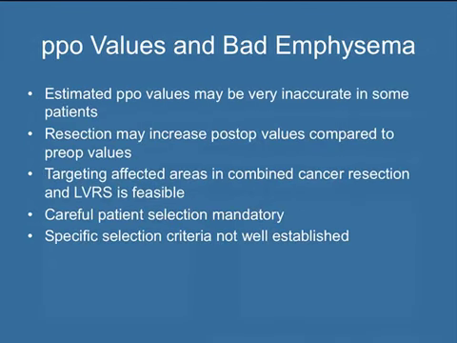Unfortunately, the accuracy of PPO estimates is particularly poor in the group of patients in whom it is the most important, those with severe emphysema who are borderline candidates for major lung resection. In these patients, resection of the area most affected by the underlying lung disease may actually increase postoperative function compared to preoperative function, particularly for spirometric values.